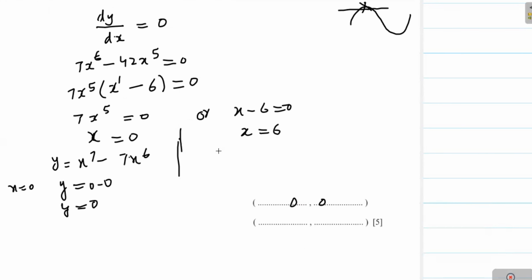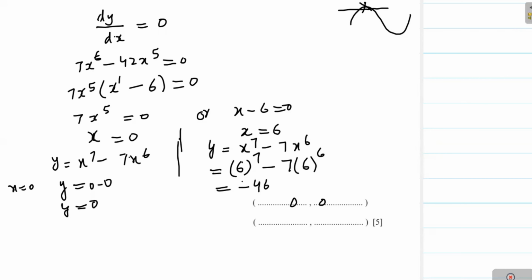Now we will write here y equal to x power 7 minus 7 into x power 6. This will be equal to 6 power 7 minus 7 into 6 power 6. And this value will be equal to minus 46.656. Therefore, we will write x equal 0 and x equal 6, y will be minus 46.656. This is the answer.